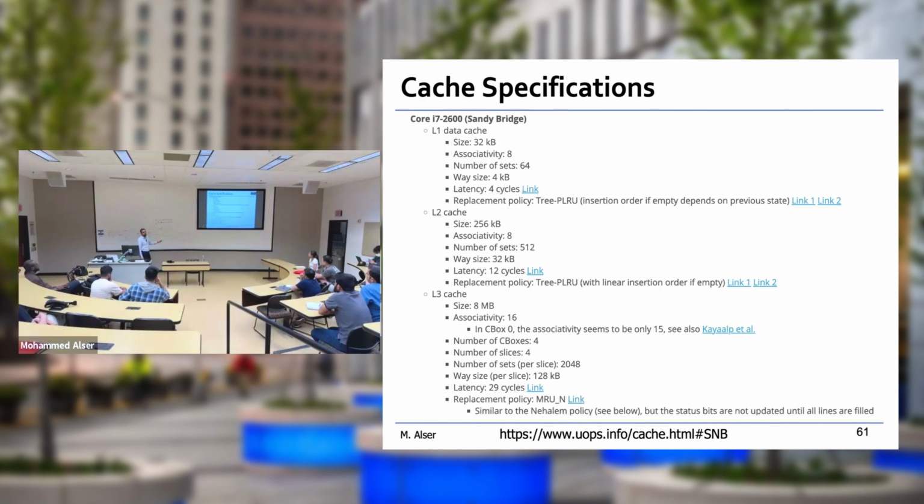Yeah, this is what we discussed. One way is this much of size, 4 kilobytes. There's another 4, 4, 4, and so on. How many of them in one set? 8 of them. And then how many sets do we have? 64, right? You multiply all these numbers, you will get 32,000 bytes.